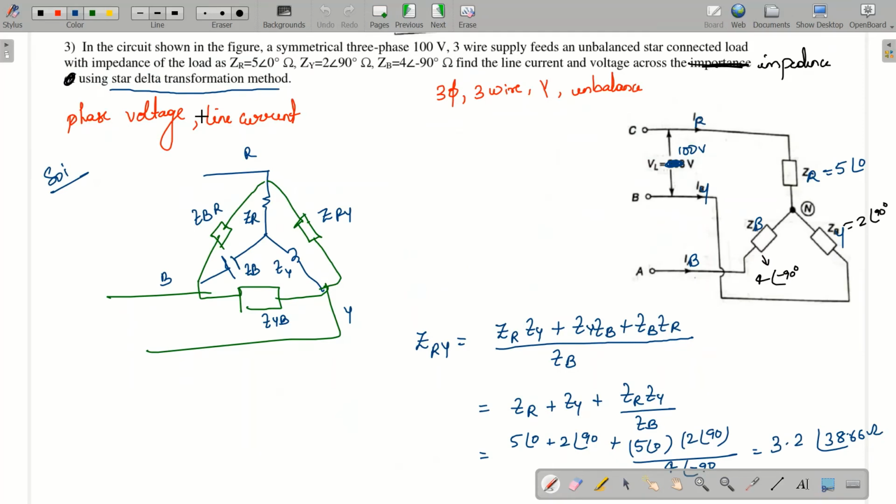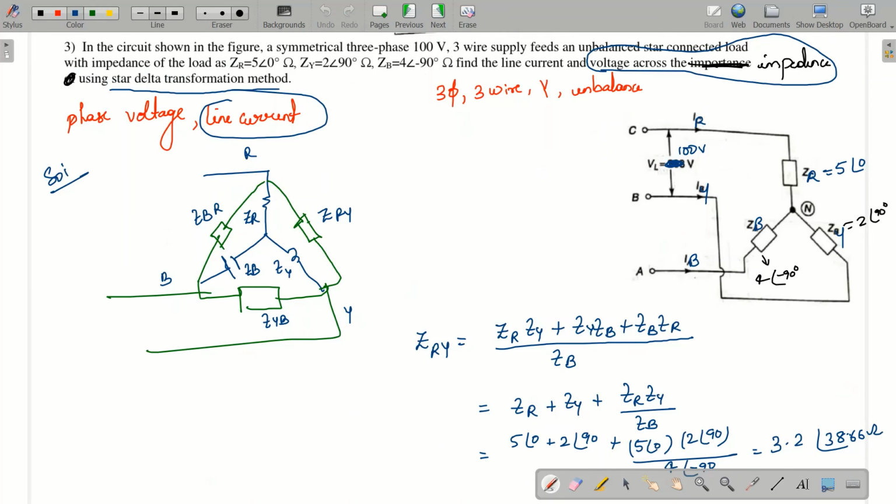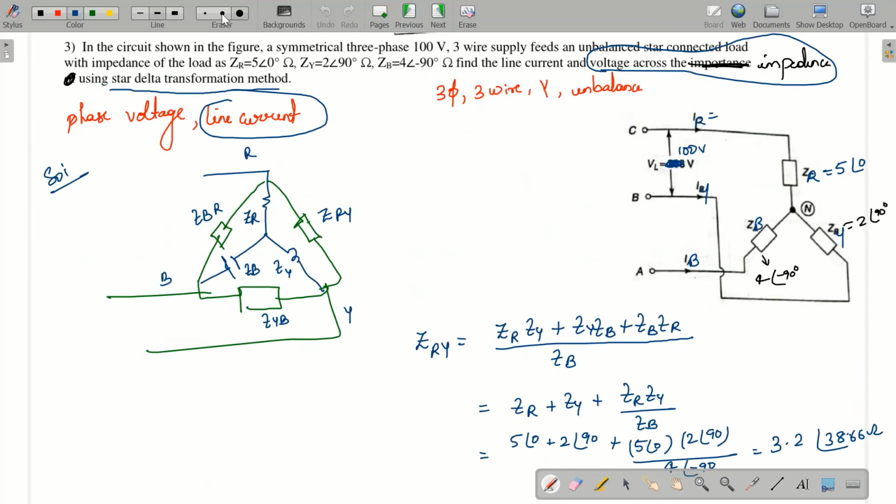Now we have found the line currents and the phase voltages. The line currents will be the same, but what they were asking is to find the phase voltages, that is, the voltage across the impedance. For that, we have found the line current IR, 27.06. Okay, we will solve this on the new page.